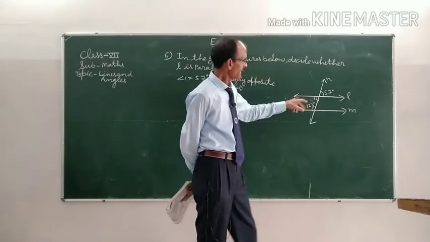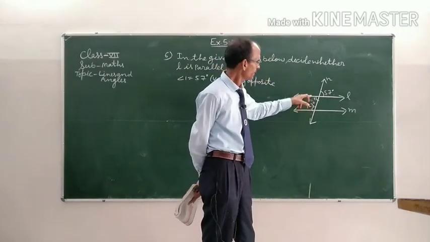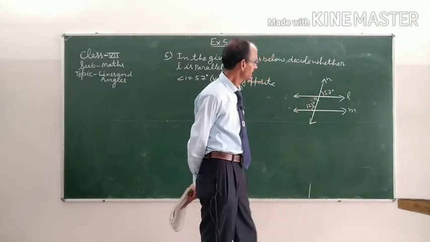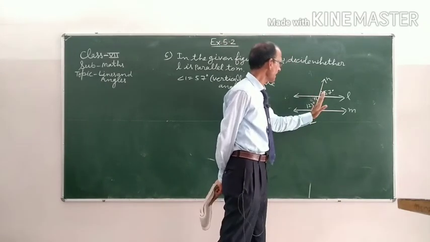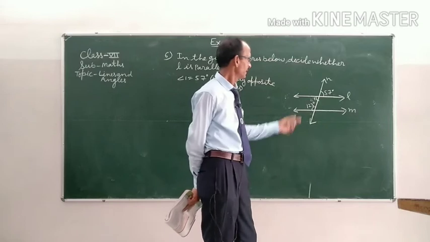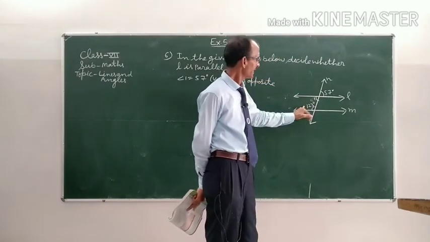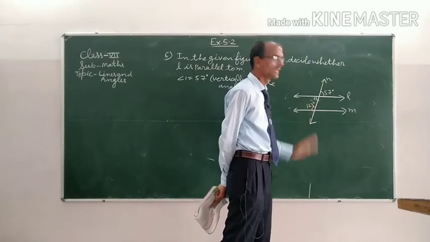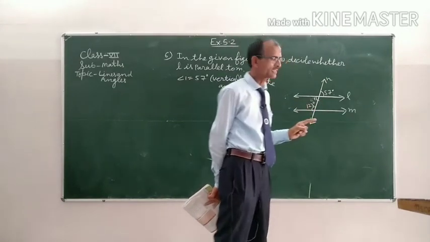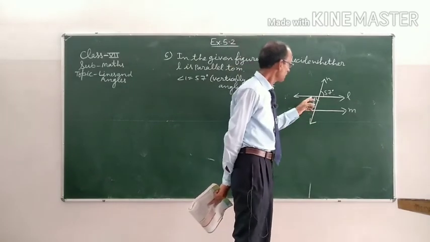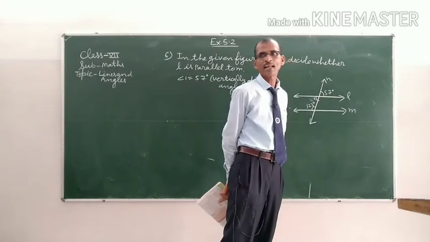Now we see that angle 1 and angle of 123 degree, which types of angles are these? These are the interior angles at the same side of transversal. Now we will find the sum of these two angles. If the sum is 180 degree, then the two lines will be parallel.